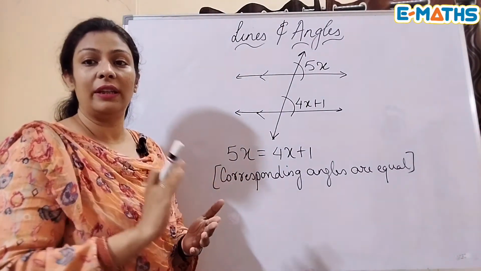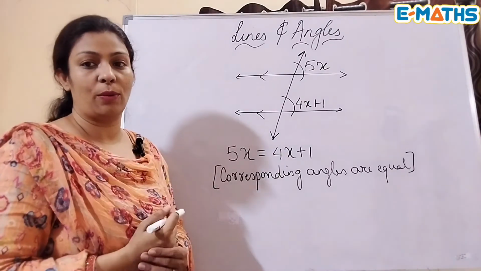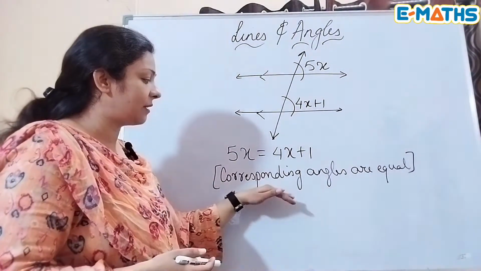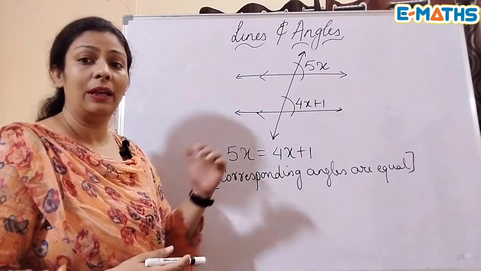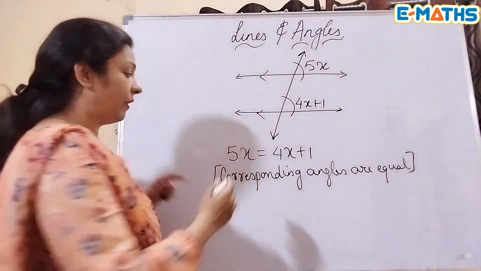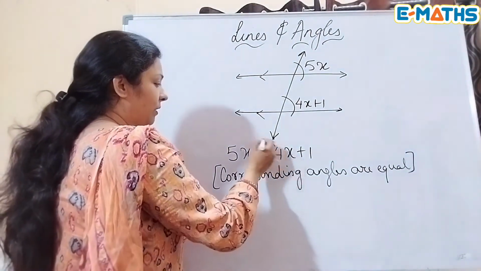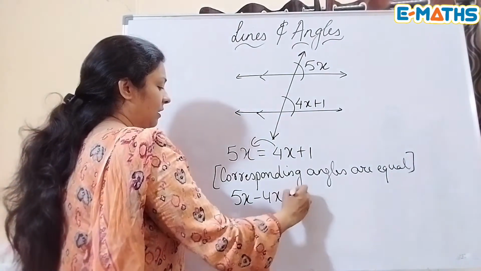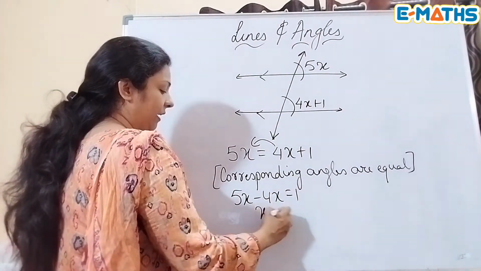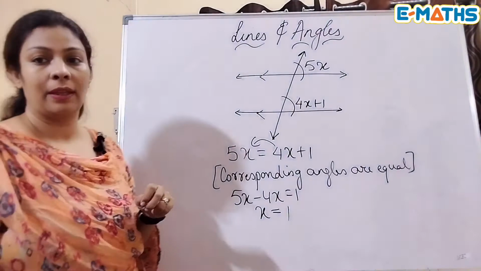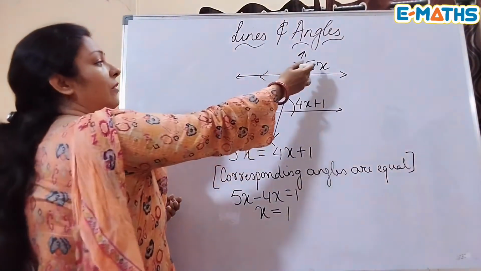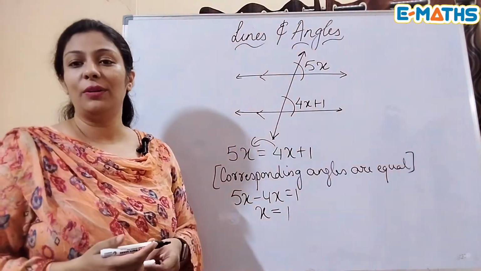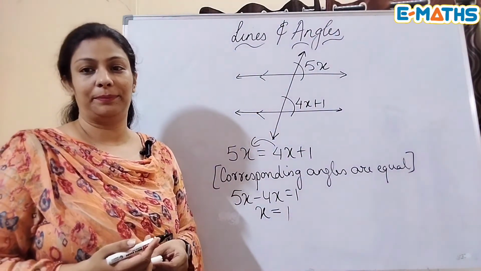Writing the reason is very important, or else you will lose your marks. So here you can write down 5x equals 4x plus 1, and the reason is corresponding angles are equal, and with this you can find the value of x. So just do the transposition. You can bring this 4x here, and you change the sign of 4x, leaving 1 at its own place. So here we have x equals 1. If you put this value of x here, you'll get 5, and if you put it here, you'll get 4 plus 1, again 5. So the values are coming out the same.